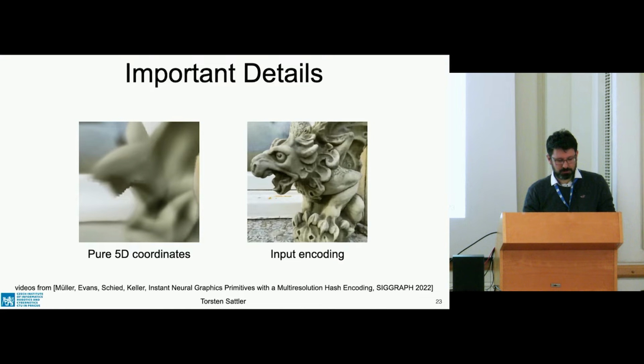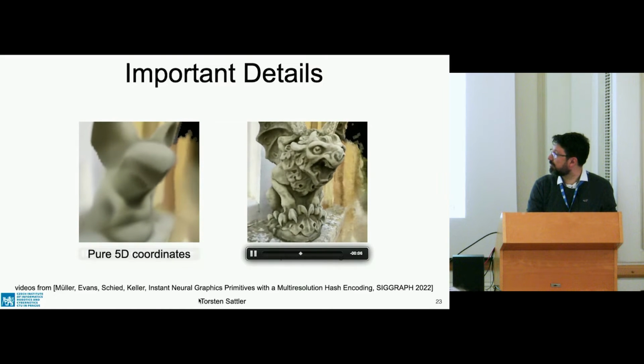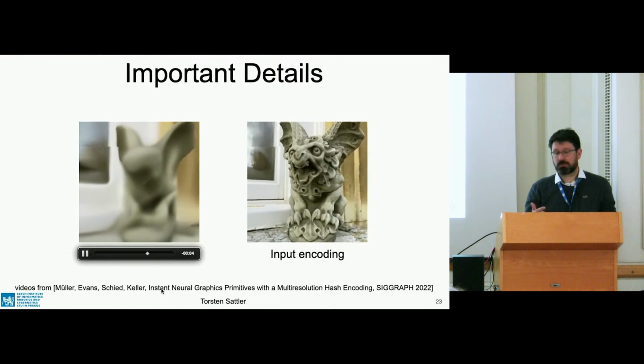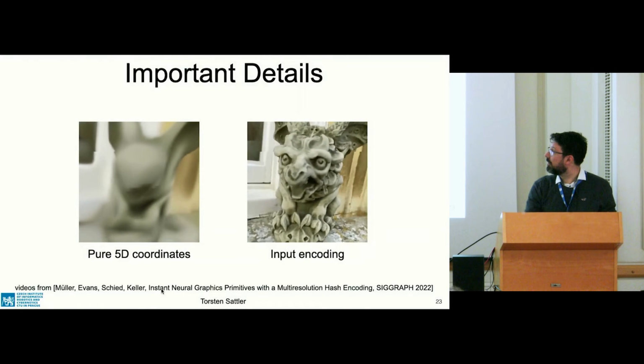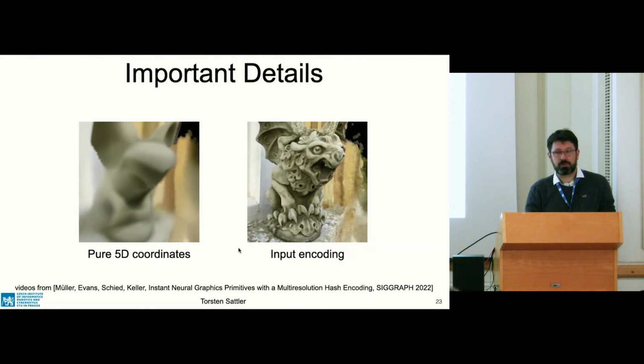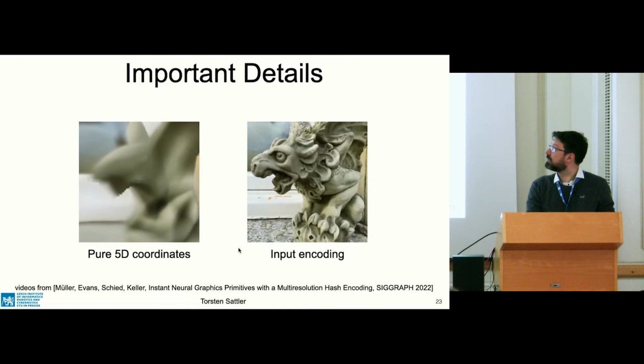So if you do this positional encoding, then this is a difference between just taking XYZ and the viewing direction of the ray versus doing an input encoding for each of the 5 values without changing anything else. So it makes a significant difference.